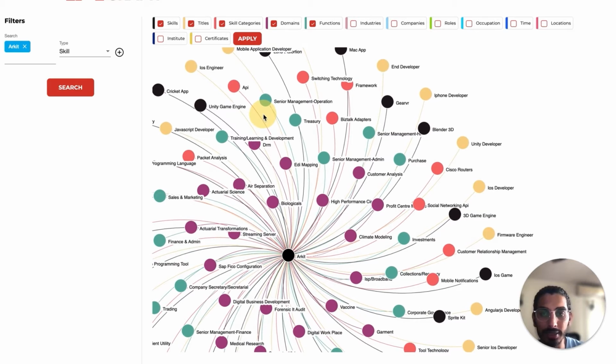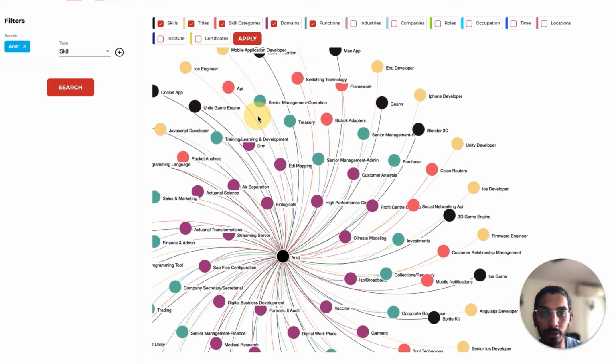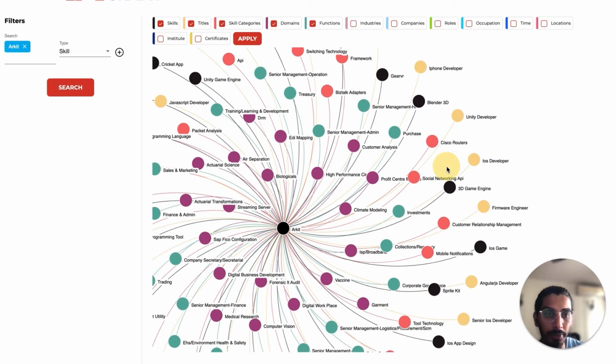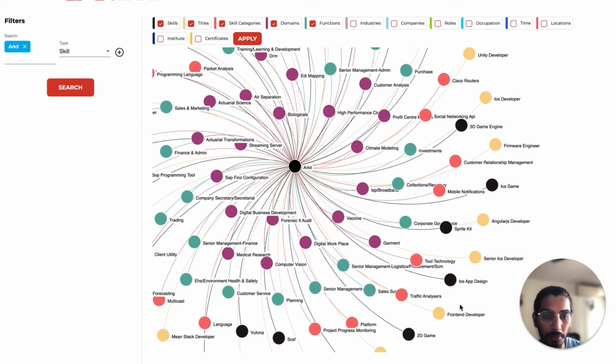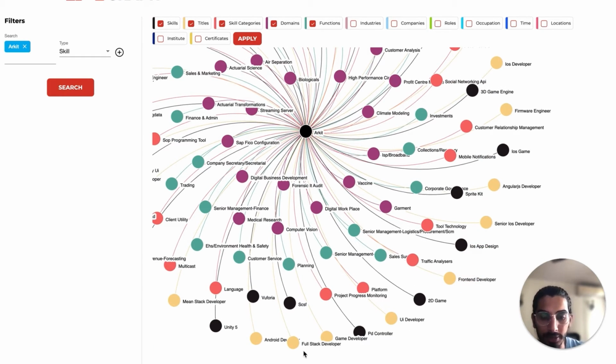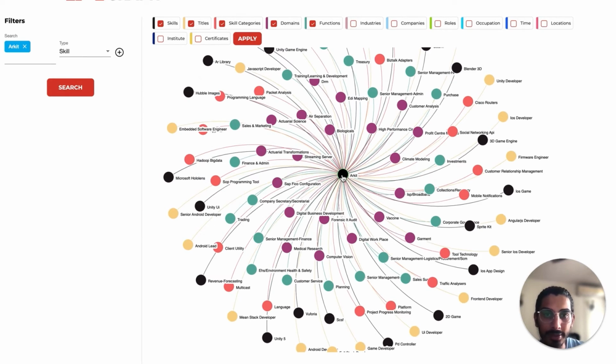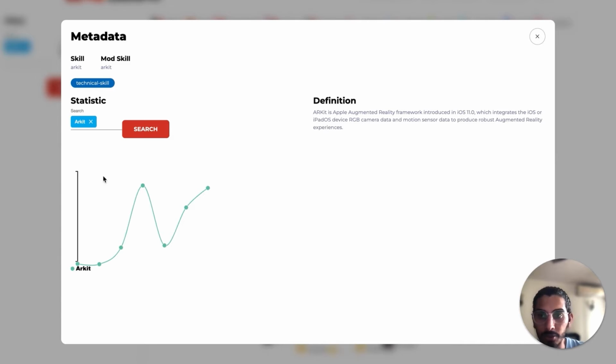Now let's look at the titles which are related to ARKit. You do see Unity developer, iPhone developer, iOS developer, senior iOS developer, front-end developers, UI developer, full stack developer, game developer, MEAN stack developer have this as a skill. Now let's click on this skill, and you do see the definition and the trend about this particular skill. You see it's a technical skill.